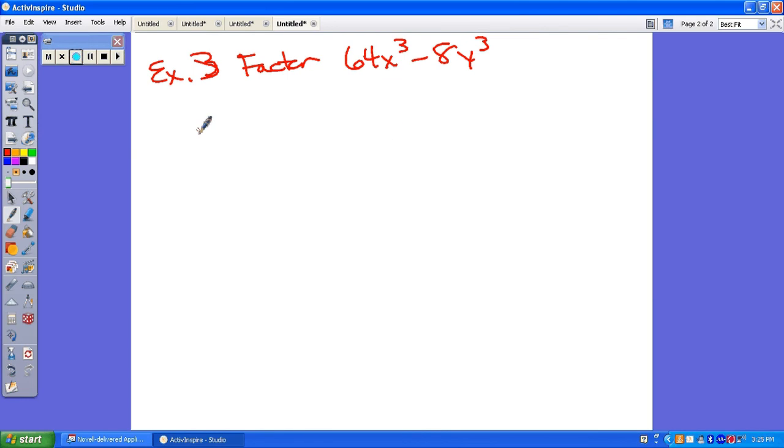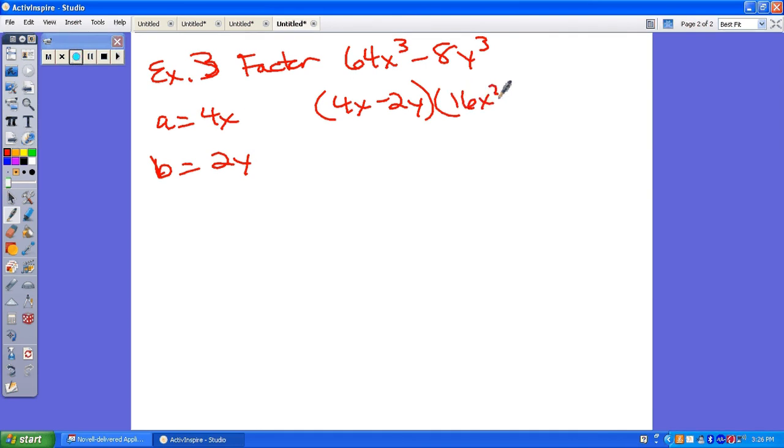Okay? So what we're going to do, and again, I can show you how to do this, is identify a and b. So a is going to be the cube root of this, which is 4x, and b, the cube root of this one, is 2y. Please don't pick up the signs because we'll substitute those in when we substitute into the formula. So for the subtraction one, or difference of cubes, we're going to do 4x minus 2y. And then the other parentheses, we're going to square this, so that's going to be 16x squared, because you have to square the 4 and the x. And then we're going to put a plus.